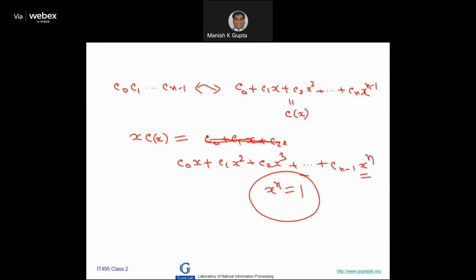If you multiply again with x, that means x squared times C(x) is two cyclic shifts, x cubed times C(x) is three cyclic shifts, and so on. Right? So like that we can do this cyclic shift. Now let us look at an example and see some interesting properties when we actually do this.